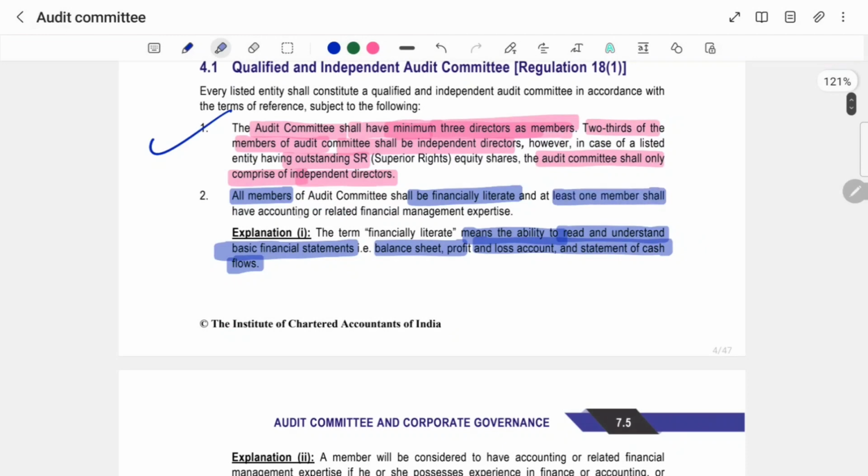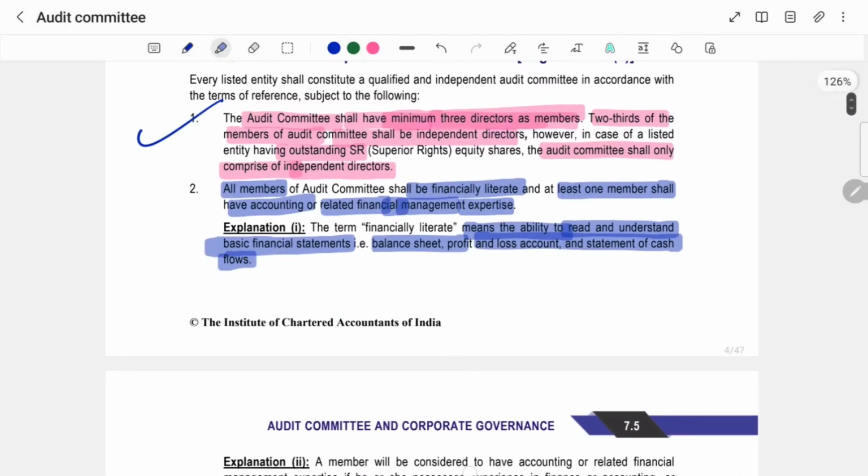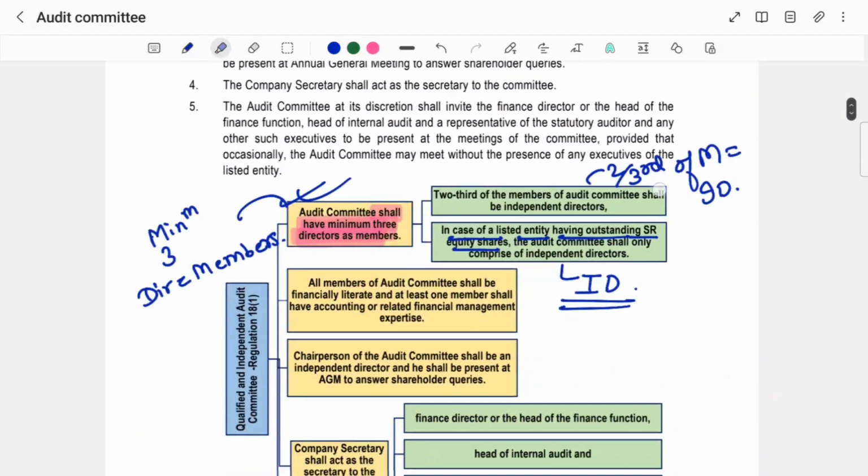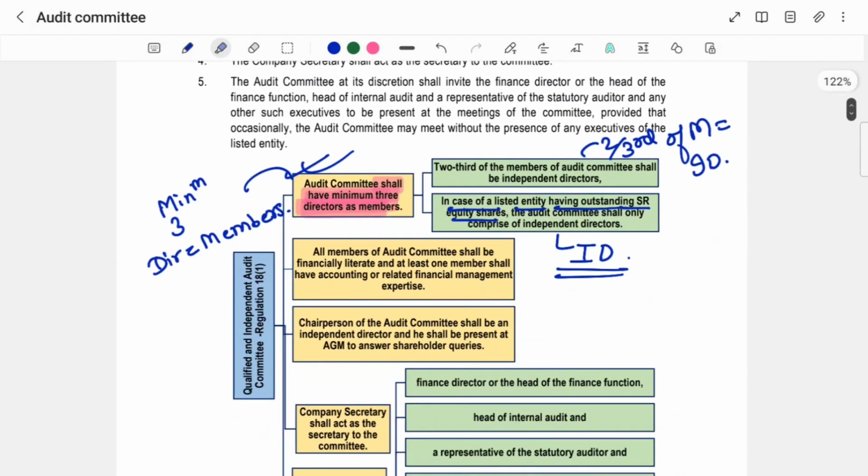And at least one member shall have accounting or related FM expertise. So what should it be? All members should be financially literate, that is, able to read and understand FS, and at least one member shall have accounting or related expertise. So that's what is given in the graph also in the picture form. All members shall be financially literate and at least one member shall have accounting expertise.